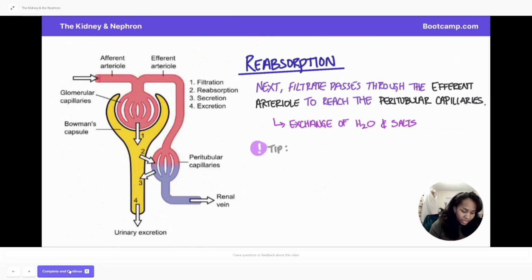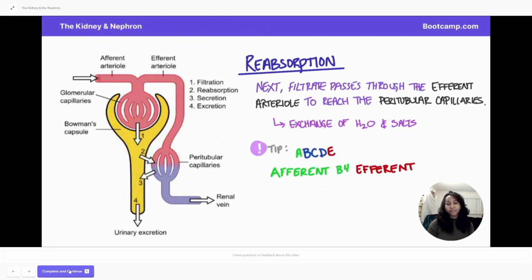So after filtration has just happened at the glomerulus and we have the filtrate going into the nephron here, the filtrate is going to go through the nephron, and during the reabsorption step, it's going to be exchanging water and salts with the blood vessel that's running alongside of it. And we have a second bed of capillaries called the peritubular capillaries that are going to specifically help with the reabsorption step. The glomerulus does a really good job of filtering, and sometimes we take out too many ions and minerals that we actually do need in the blood. So this reabsorption step at the peritubular capillaries makes sure that any ions and important minerals that were taken out are put back into the blood because the body does need to use them.